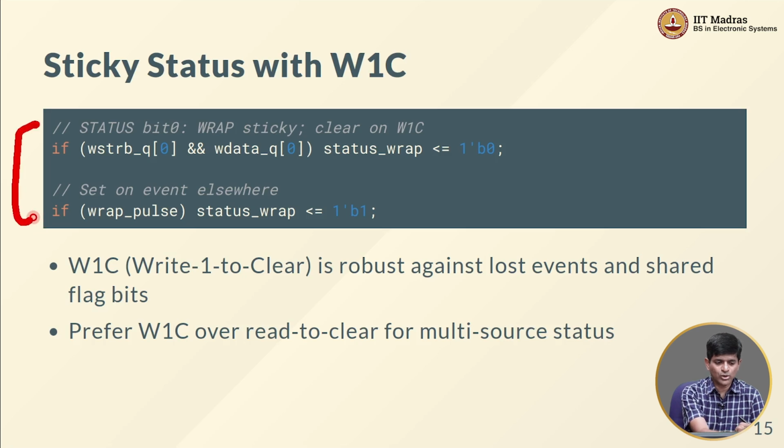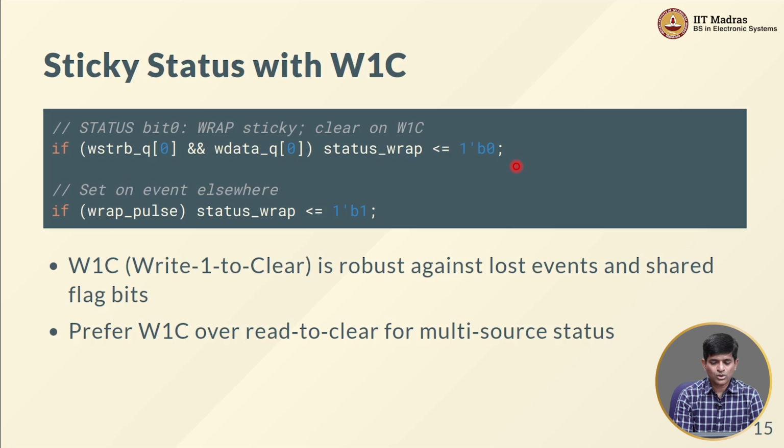So, what I am describing over here, as we will see later, is that both of these conditions happen inside the same always block, and within that always block you would have one condition which checks whether the wrap pulse has occurred, in which case I set status wrap equal to 1, and another condition which checks, am I actually writing into bit number 0, WSTRB Q of 0, that is to say I am actually trying to write into the byte number 0, and within that I have bit number 0 equal to 1. If so, clear the status wrap, because I wrote 1 into it, but I am actually trying to clear it, right.